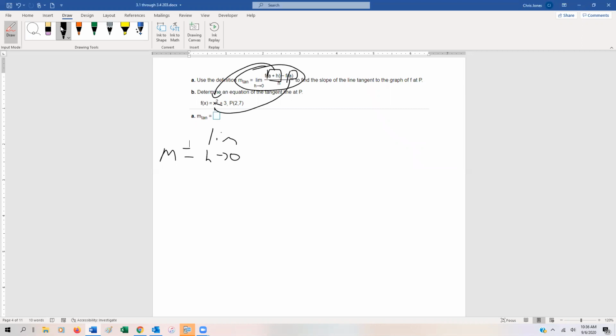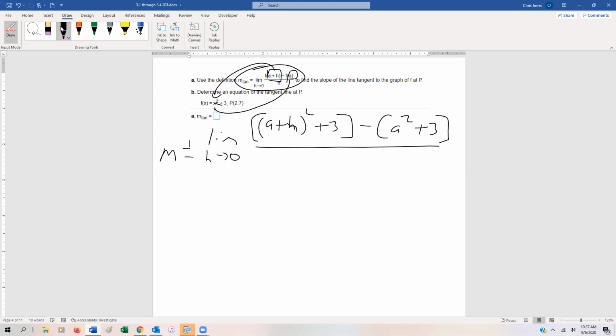So what this gives us is (a plus h) squared plus 3, when we plug in a plus h, minus the quantity a squared plus 3. And we're going to divide all of that by h. Now, clearly, we can't plug in 0 for h yet, so we have to go through our algebra.